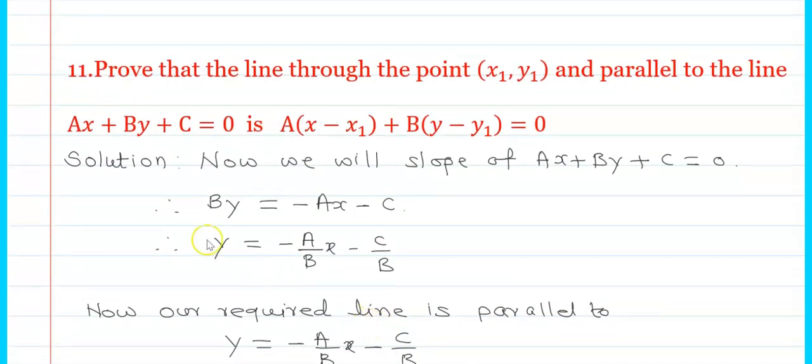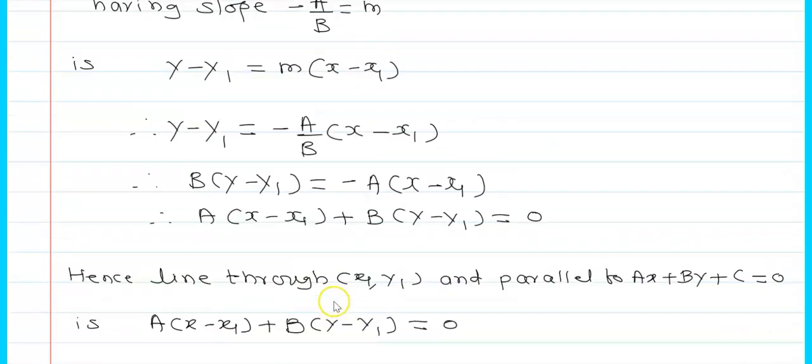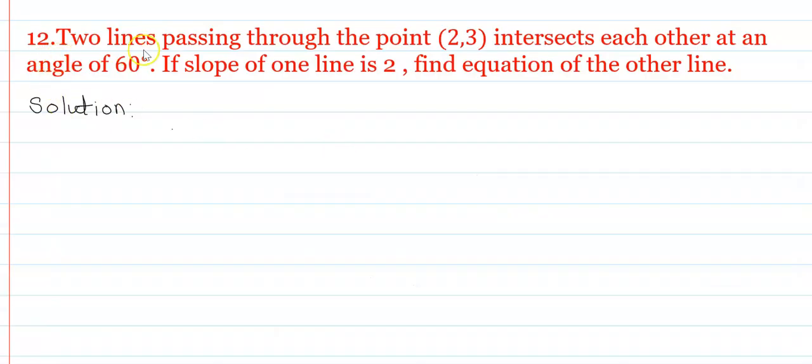It's a very simple question. Find the slope of the line and pass that line through this point using the slope point form. Okay, you will get the answer. Now the next question: two lines passing through the point 2, 3 intersect each other at an angle of 60. If the slope of one line is 2, find the equation of the other line.